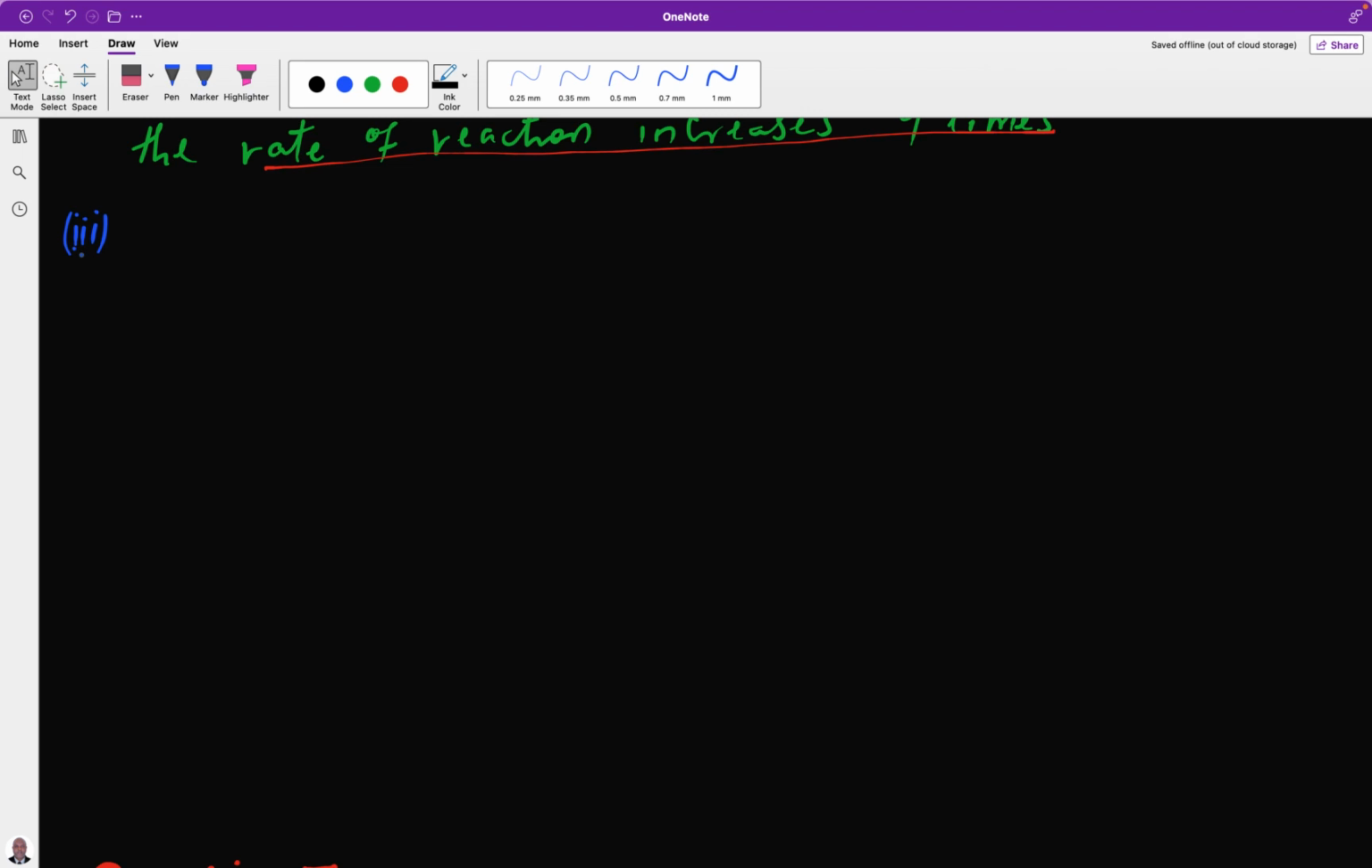When the concentration of both A and B are doubled, how is the rate affected? Now, the first thing is to write the rate equation. First thing is the rate equation.